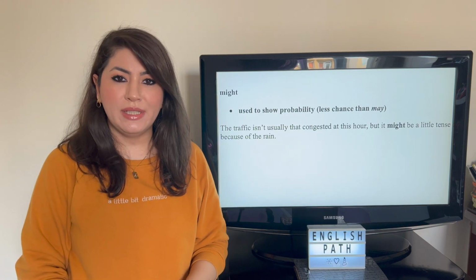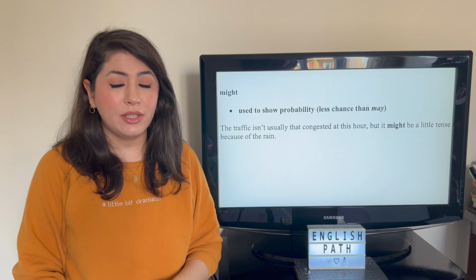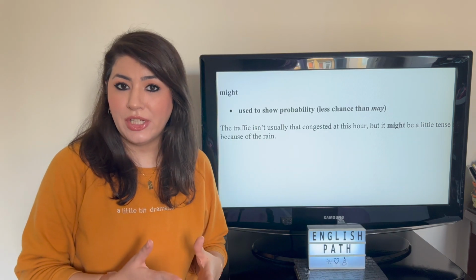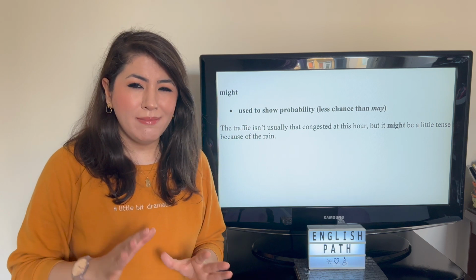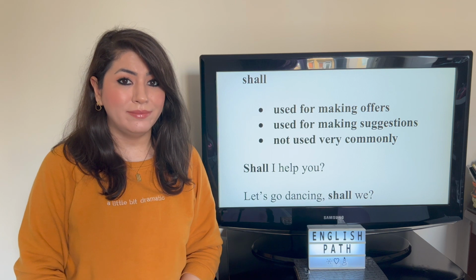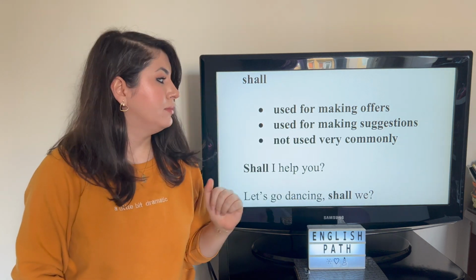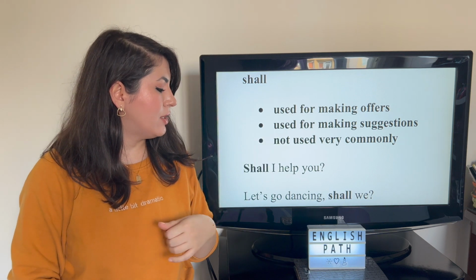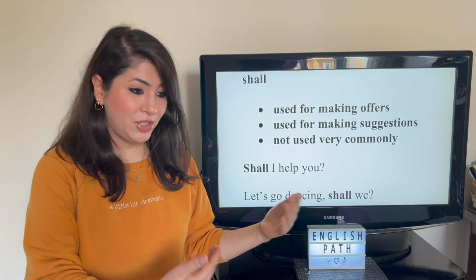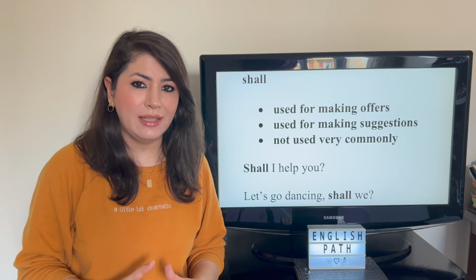The next modal is super easy. Might always talks about probability. Like, the traffic isn't usually that congested at this hour, but it might be a little tense because of the rain. Shall. Shall is used for making offers. Shall I help you? It's used for making suggestions. Let's go dancing, shall we? But it's not very common to use shall anymore.